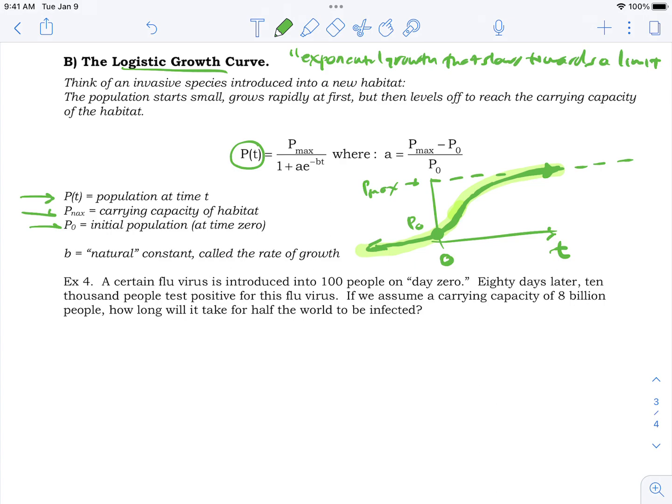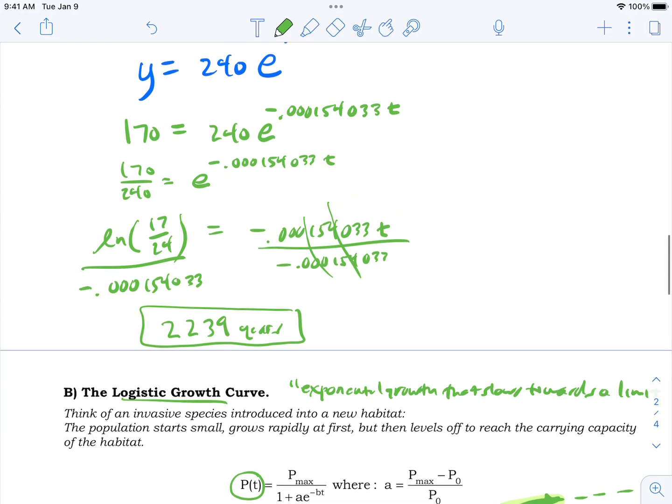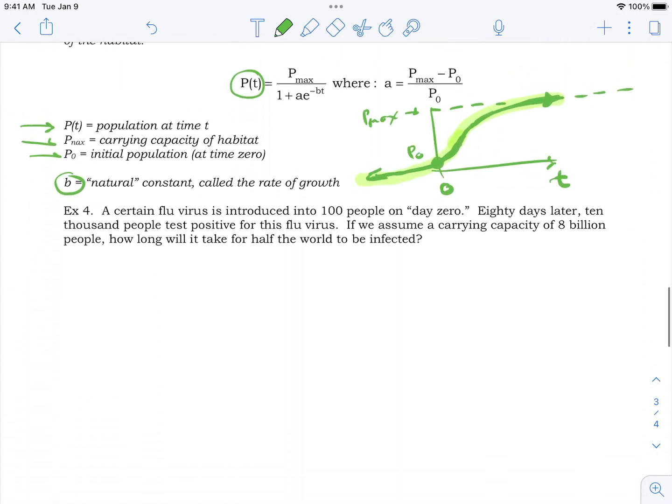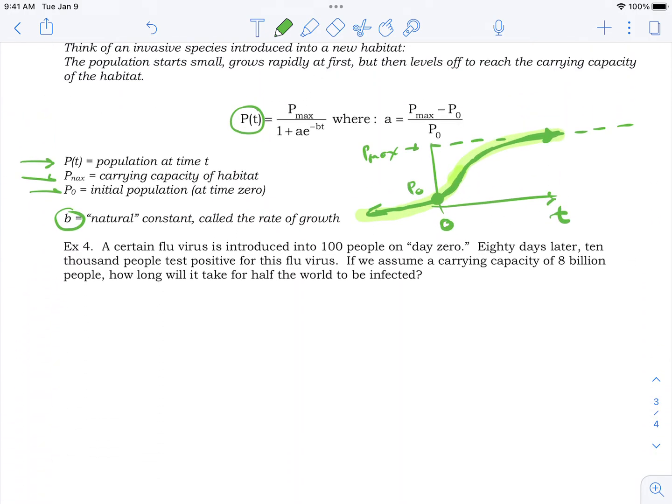Now, B is the, quote, natural constant, called the rate of growth. Just like in the previous example up here, where we had to solve for the K, we needed a data point to do that. For this one, we're going to have to solve for the B. So you'll need a data point to solve for the B. But once you've solved for the B, you've got the full equation and you can use it to make predictions. So, cool. Hope you're digging this. Now let's try using it.